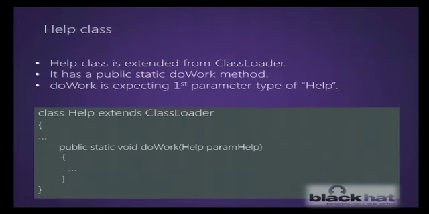So now let's look at how this type confusion can be used for exploitation. We talked about help class. You might wonder what help class is, but this one is just named by the manual writer. Help class just happens to be what the attacker chose. Help class is actually extended from ClassLoader. If you look at the source code, it extends ClassLoader, and it has a public static method do work, which is getting help class itself as the first parameter.